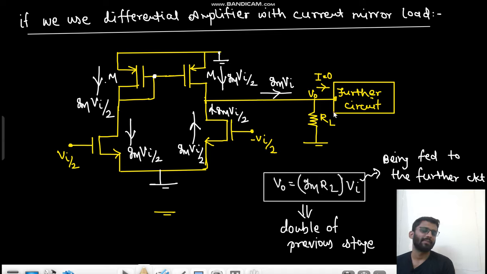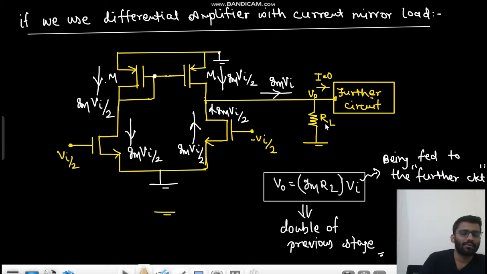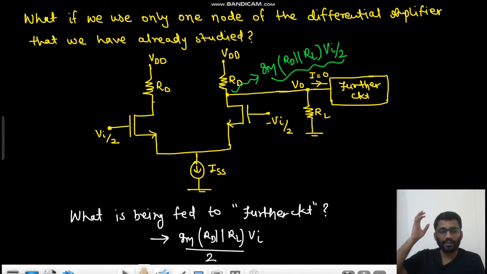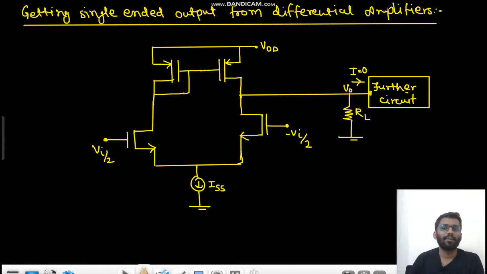For the circuit, here we will have some buffer. Because of that, I wrote I is equal to 0. So this complete current will be flowing through this RL resistor. That means your Vo will be gm RL into Vi. So this voltage is being fed to the further circuit, and this voltage is double of the previous stage. This is how you get a single-ended output from differential amplifiers.